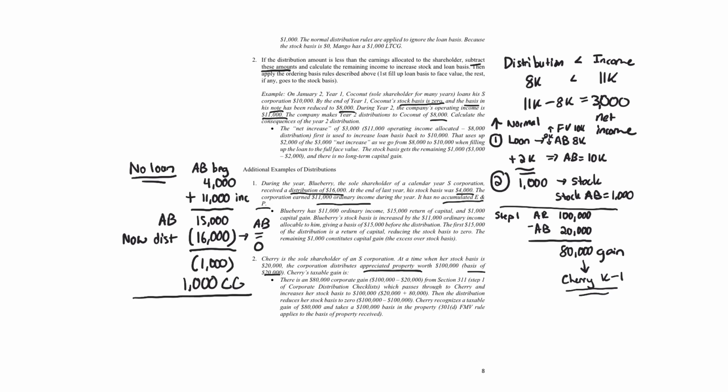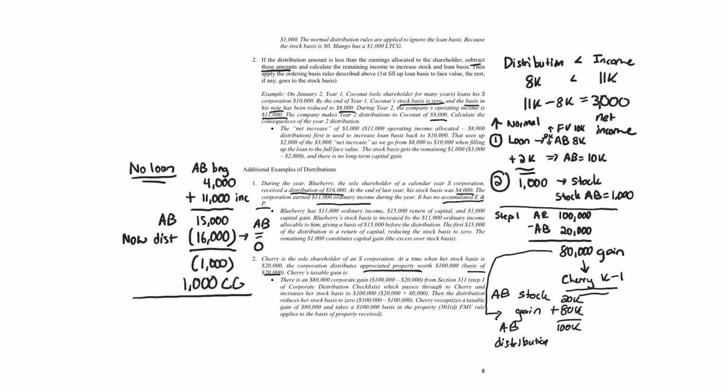So what we're going to do is we're told Cherry's basis in the stock is $20,000. We just have an $80,000 gain. Gains increase basis, like income. So we're going to increase by the $80,000. Cherry's new adjusted basis in the stock before the distribution is $100,000. Finally, we take into account the distribution.